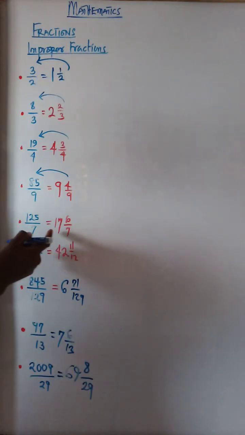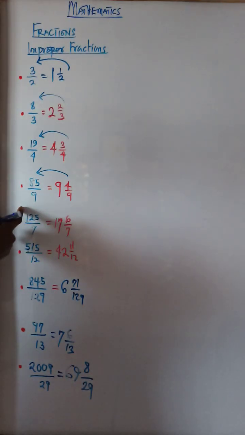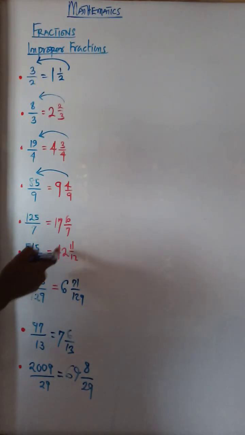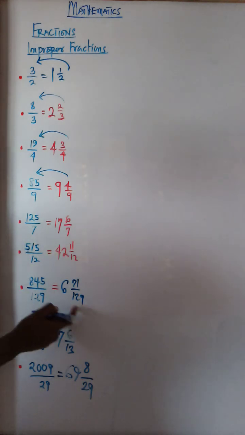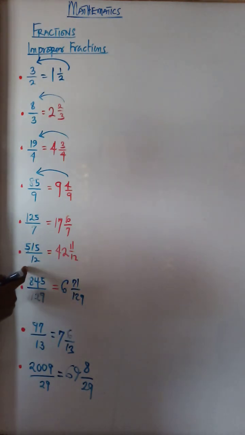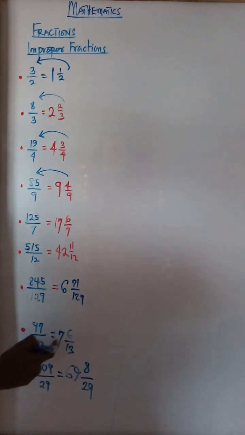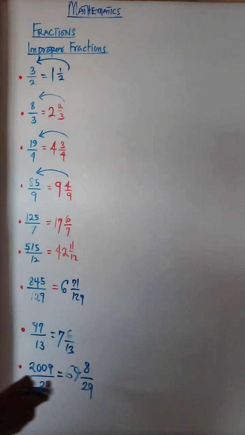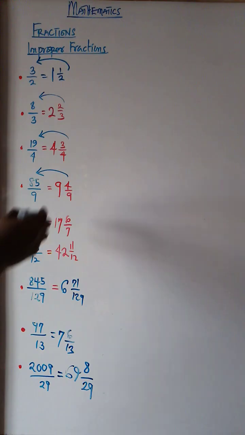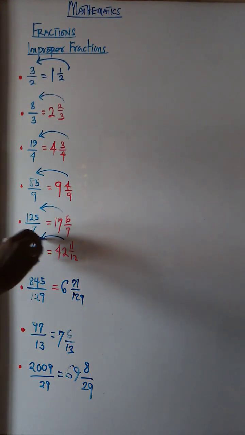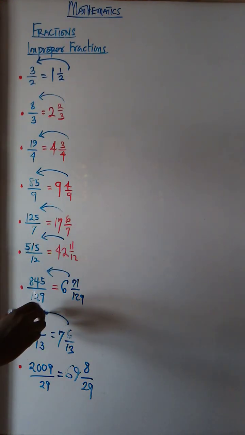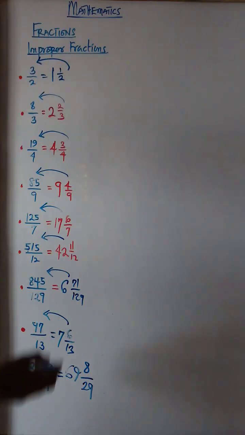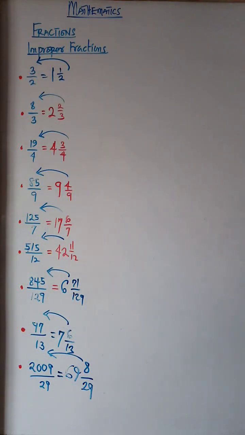7 times 17 plus 6 will give us 125. 12 times 42 plus 11 will give us 515. 129 times 6 plus 71 will give us 845. 13 times 7 plus 6 will give us 97. 29 times 69 plus 8 will give us what? 2009. So you can do this yourself to confirm it. So with this, I believe you can convert improper to mixed and mixed back to improper.